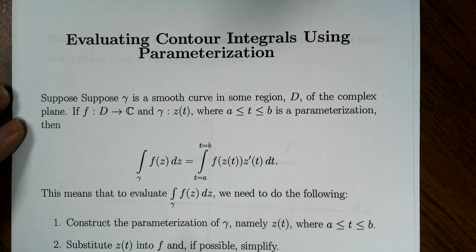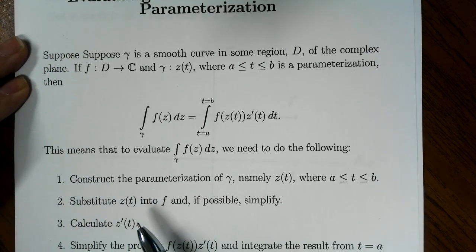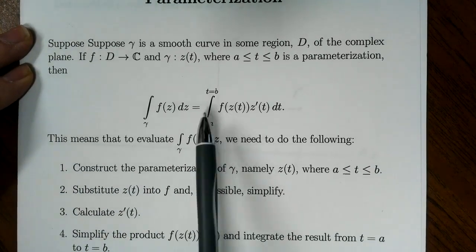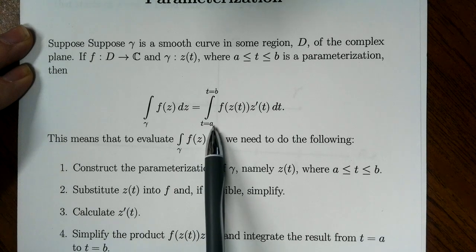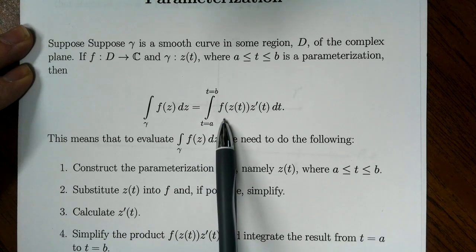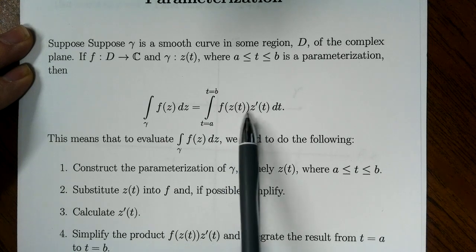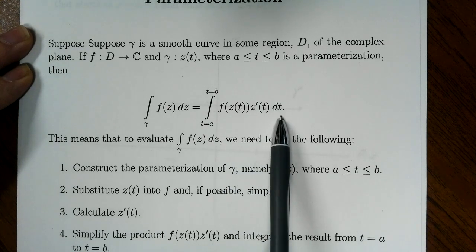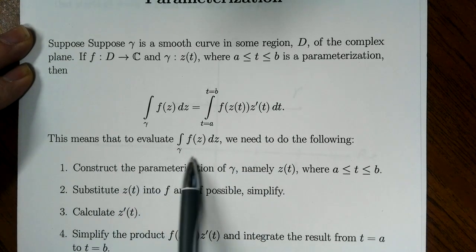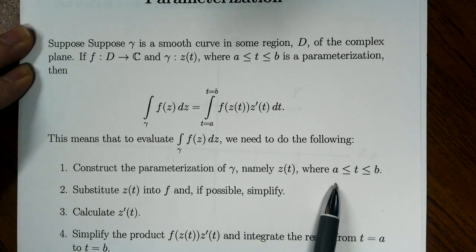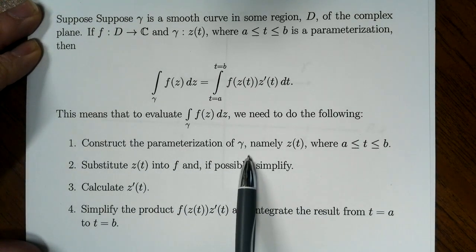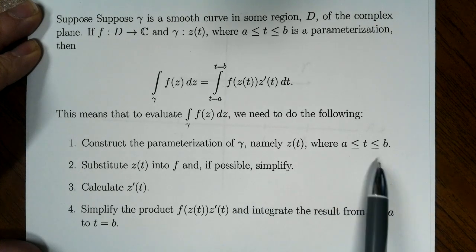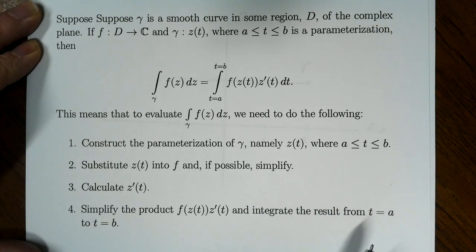Then the parameterization method states that to evaluate the contour integral of f along gamma, we can evaluate the integral from t equals a to t equals b of f(z(t)) times z'(t). So that means to evaluate this contour integral, we need to do the following. First, we construct a parameterization of gamma, namely z(t), where t varies between a and b.